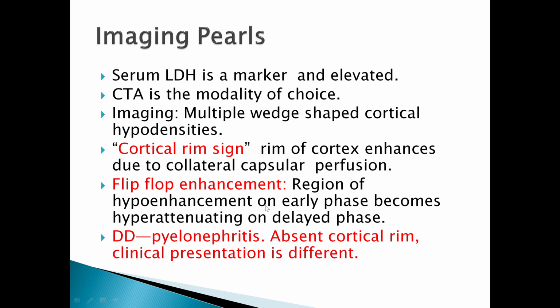So the differential diagnosis for renal infarction cases is pyelonephritis. But in pyelonephritis, there will be absence of cortical rim sign. Also, the clinical presentation will be different in cases of pyelonephritis. Patient will usually present with fever, UTI, and there will be a lot of pain in such cases.